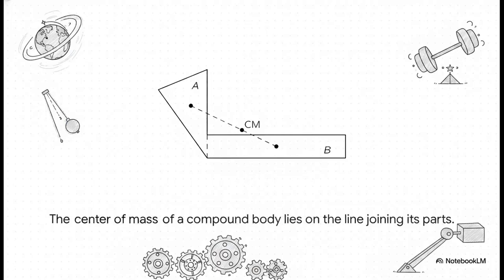So, what if you have a weird L-shaped object? Well, you don't actually need to do complex math on the whole thing at once. You can just break it down into two simpler geometric pieces. Let's call them A and B. You find the center of mass for piece A and the center for piece B. Then you just treat each piece as a single point mass. If you draw a straight line between those two points, the total center of mass for the entire compound body is guaranteed to lie right on that line. It's a brilliant little trick that saves you from starting from scratch every single time.